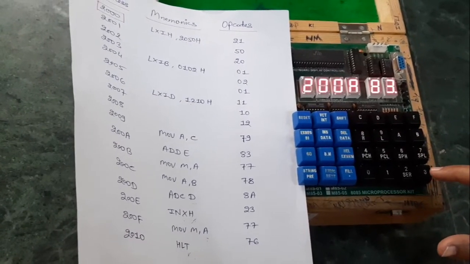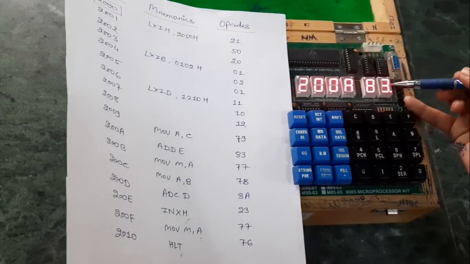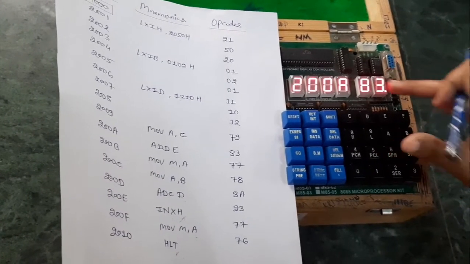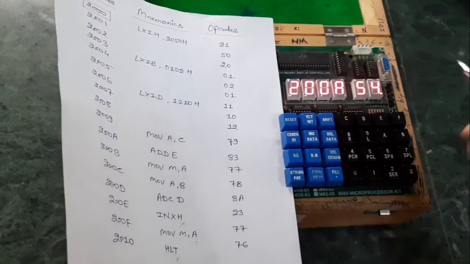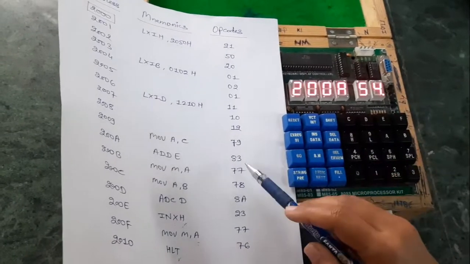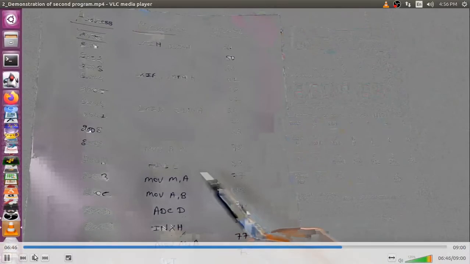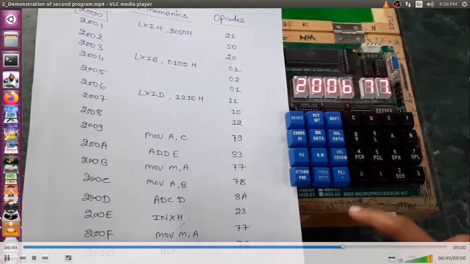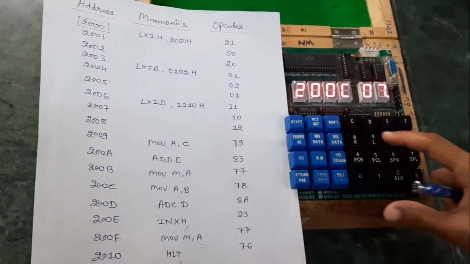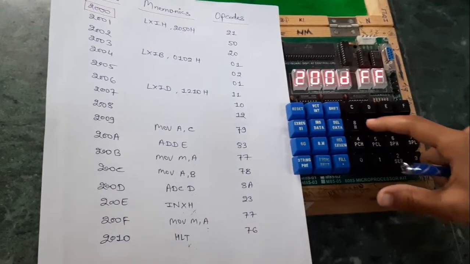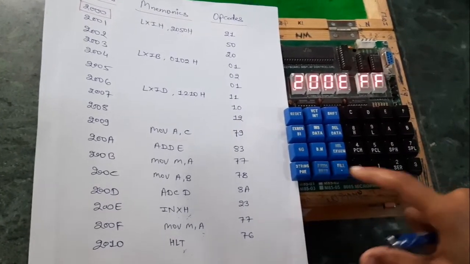If we miss any data, we can rewrite here. Suppose the exact value is 54, I can rewrite here 54. But the exact value corresponding to 2008 is 83. So I am entering 83 here. Now next is 77. Next is 78. Next is 8A. Next is 23.